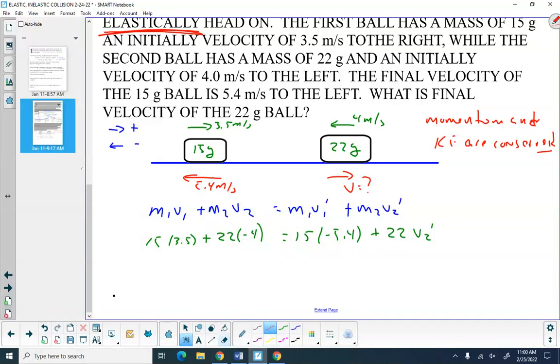Now, if we use conservation of kinetic energy, my velocities are being squared, so the negatives would cancel out at that point. Go ahead and solve for your v2 prime here, if you've not already.